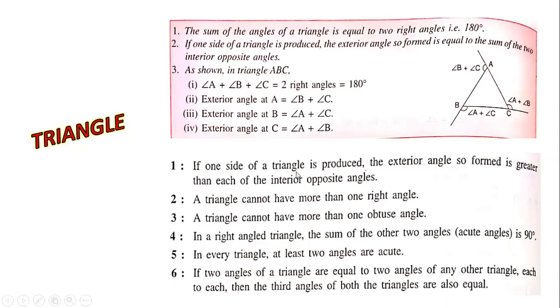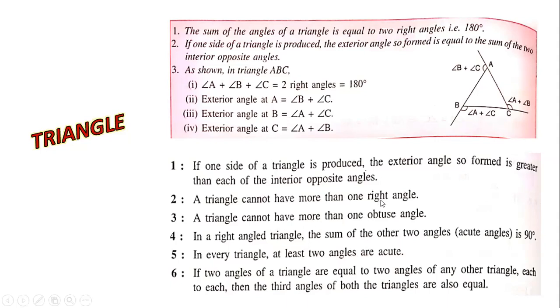And if one side of the triangle is produced, then the exterior angle so formed is always greater than each of the interior opposite angles. It is understood only. See, if this exterior angle is the sum of these two, let us suppose this angle A is 60 degrees, this B is 60 degrees, then 60 plus 60, sorry, 120. This C is 120, and we all know that 120 is greater than 60. So the exterior angle so formed is greater than each of the interior opposite angles.